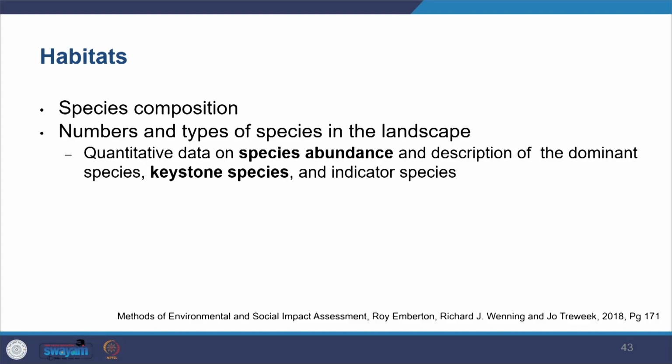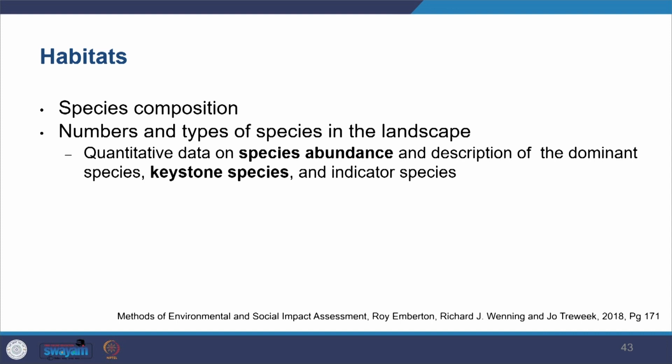If you look at it, it's the species composition. So what is species composition? Species composition refers to the numbers and types of species in that particular context or the landscape. So you look at the species composition, what all species are there. It is advisable to undertake quantitative data. So it is suggested that you should take quantitative data on species abundance, what all species are there, how much they are there.